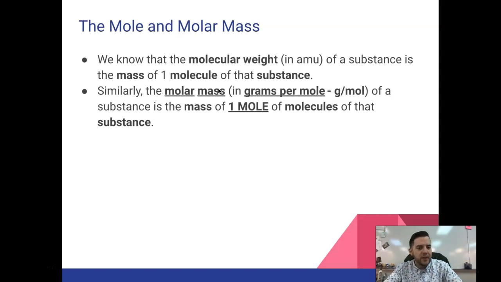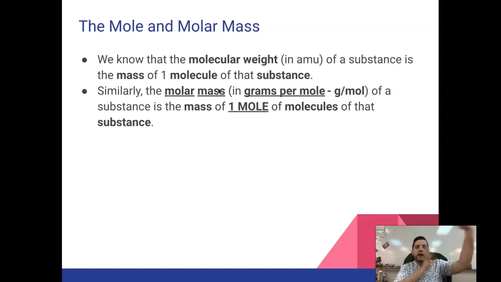So this is just a vocabulary concept because it's not a mathematical concept. Don't get too deep into it. So 1 molecule, molecular weight, 1 mole of that molecule's molar mass. Quantitatively, numerically they're the same, the unit would be different. Okay, so it's a 1-to-1 ratio between AMUs and grams per mole.